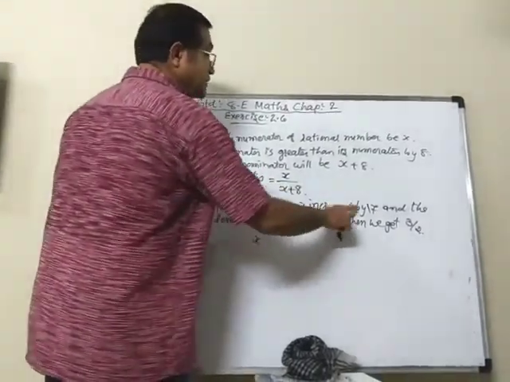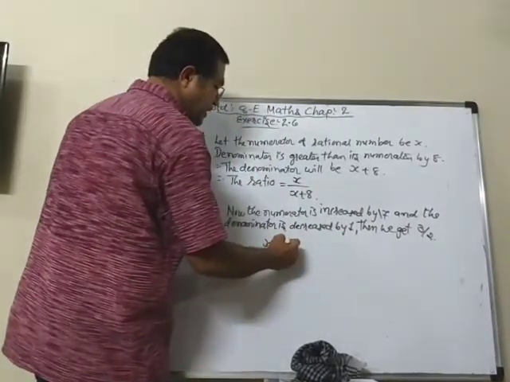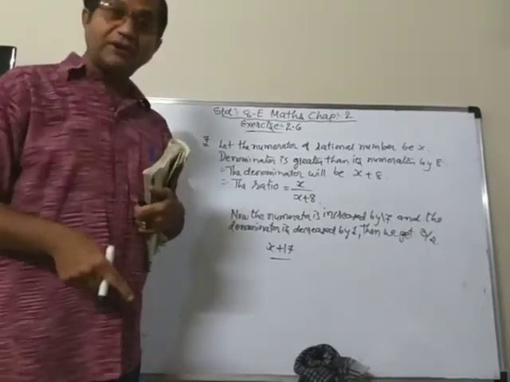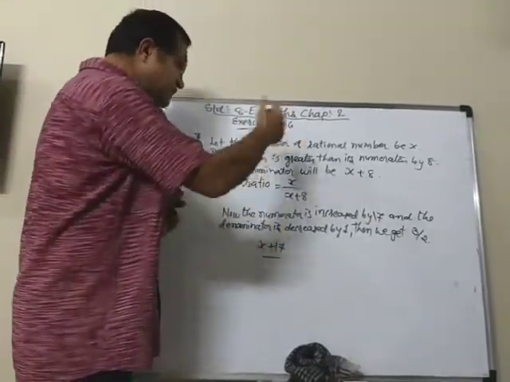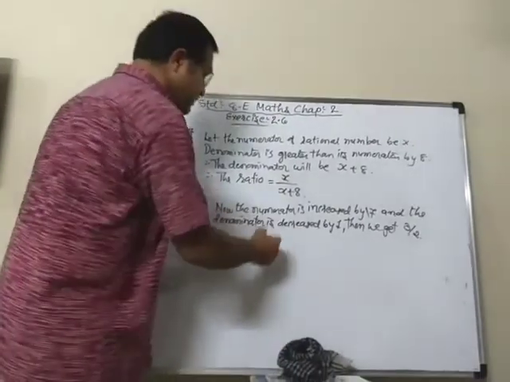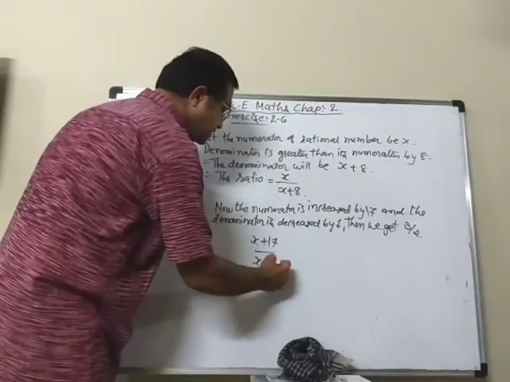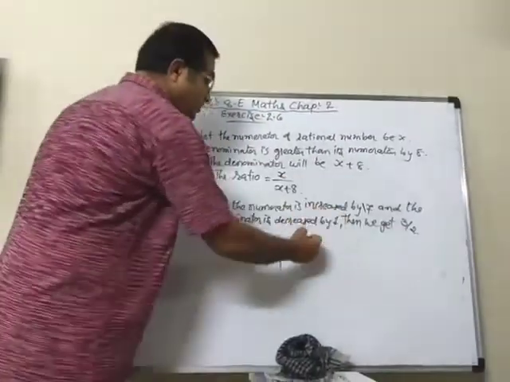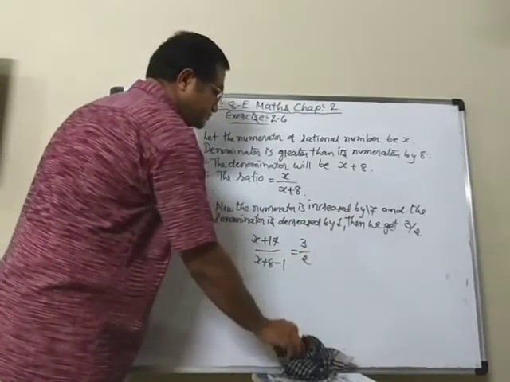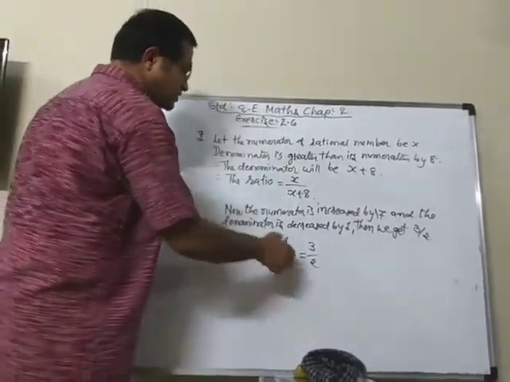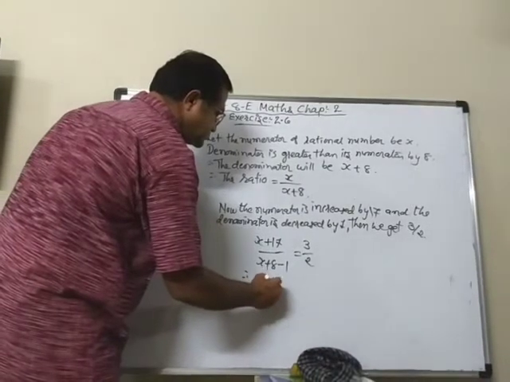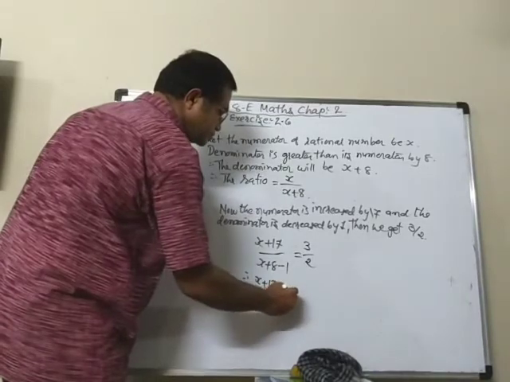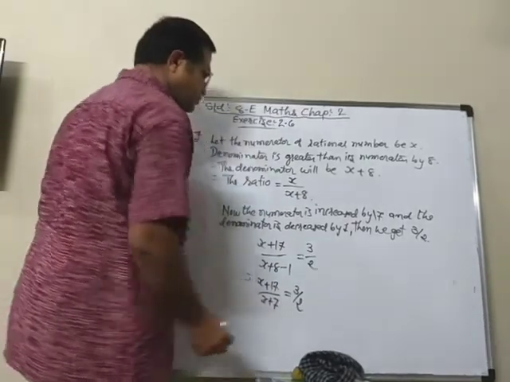What we have to do? Increased by 17 means x plus 17. And what we do with the denominator? The denominator is decreased by 1 means x plus 8 minus 1. Decreased by 1 means minus 1. And then you get the answer 3 upon 2. So here first we will do this 8 minus 1. So x plus 17 upon x plus 8 minus 1 is 7. So you get 3 upon 2.